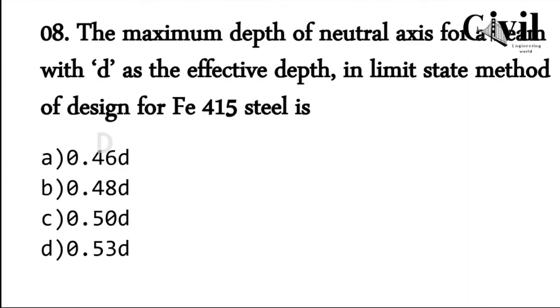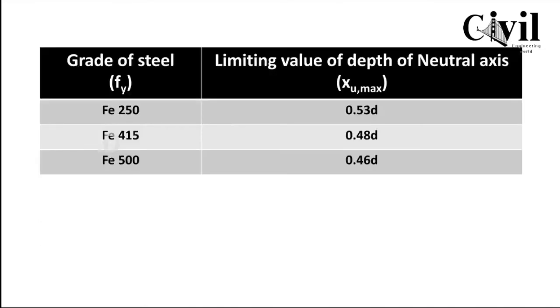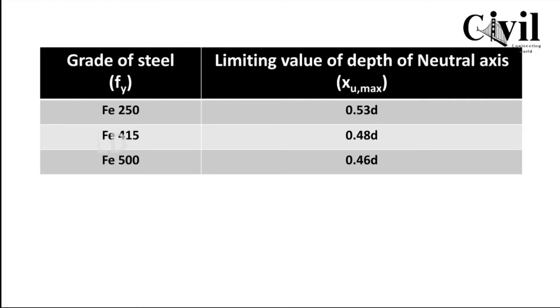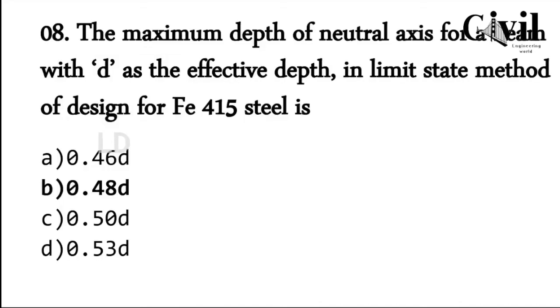Next is the maximum depth of the neutral axis for a beam with D effective depth in limit state method for design of Fe 415 steel is. So for grade 415 steel we have to calculate the limiting value of depth. For 415 we have the value 0.48 D. So this is the limiting value of depth of the neutral axis. For different grades we have different values. So B is the correct answer.